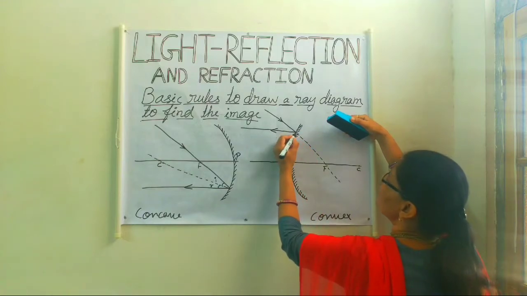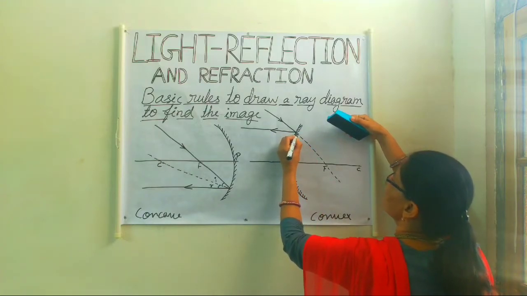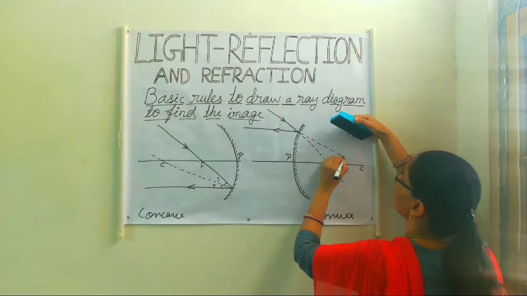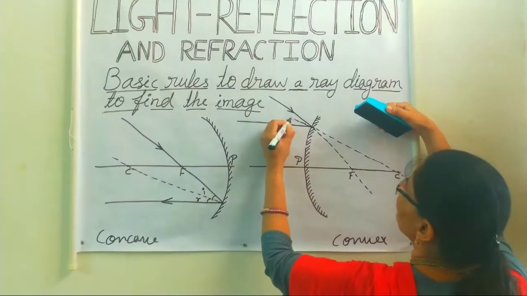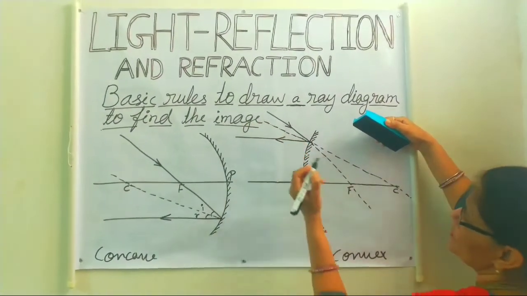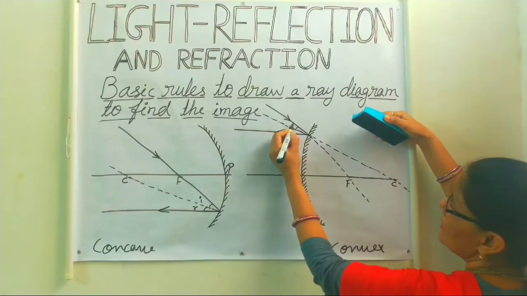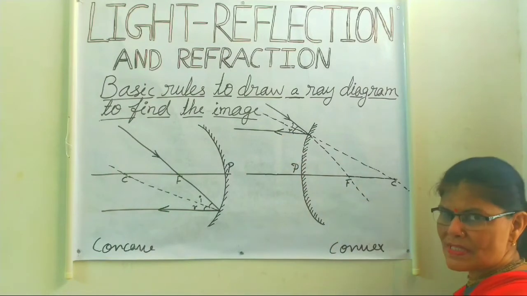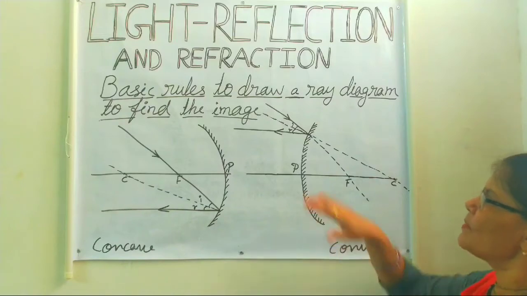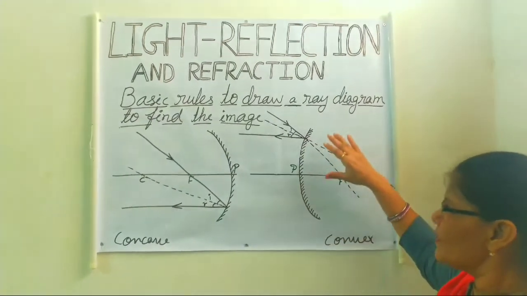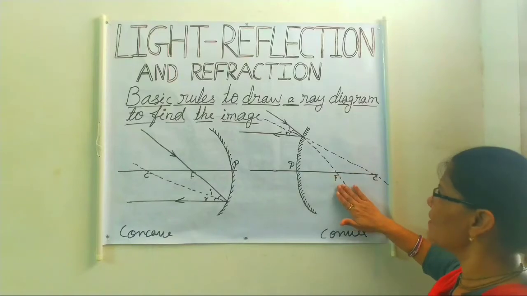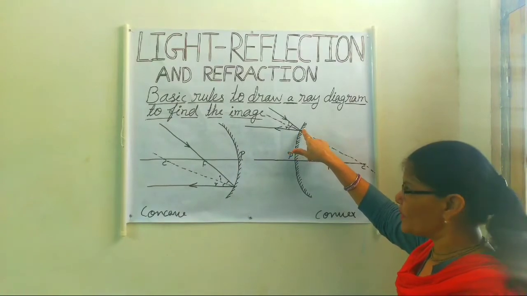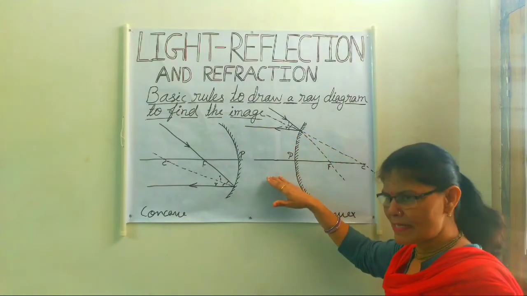When we draw a normal from the point of incidence, this is the point of incidence, and this angle is the angle of incidence and this angle is the angle of reflection. The angle of incidence is equal to the angle of reflection. It will be followed here also. So it is a bit difficult for you. This is the convex mirror. When the incident ray passes through the focus, then at the point of incidence, it will go parallel to the principal axis. This is the second rule.